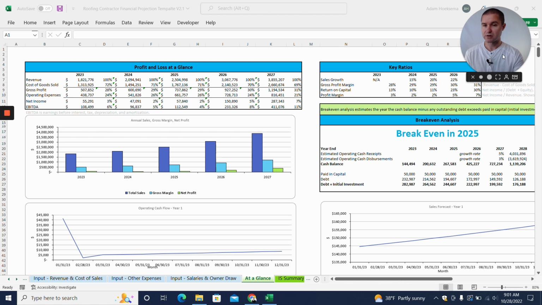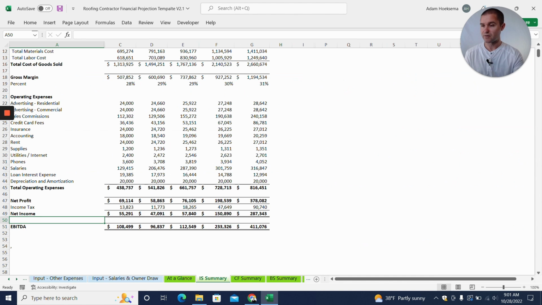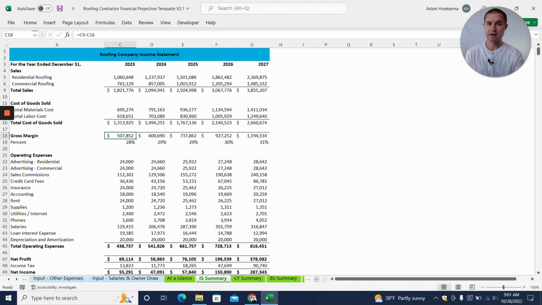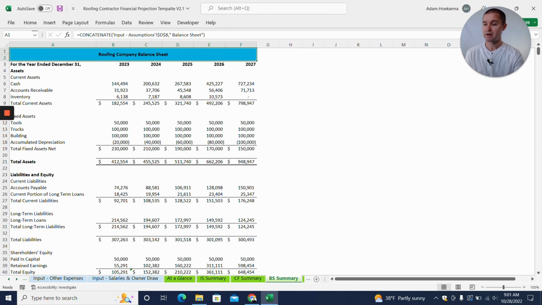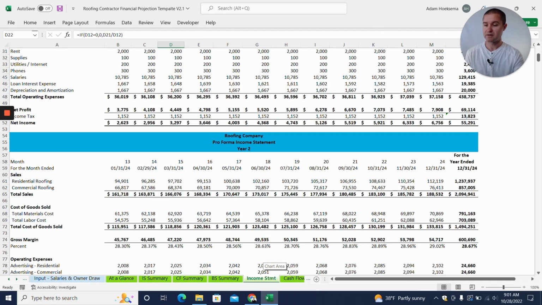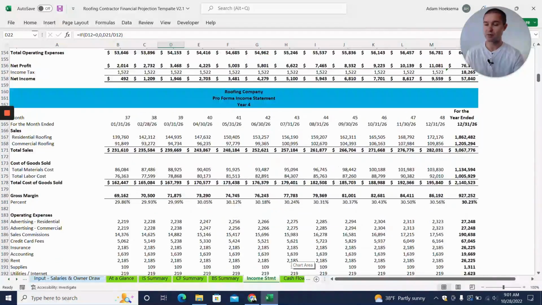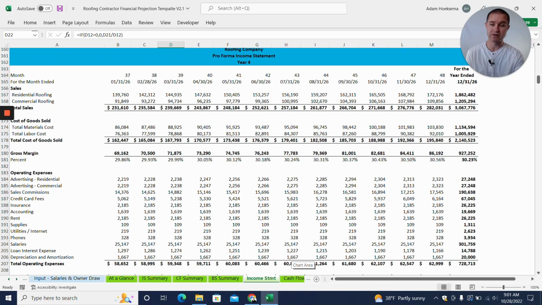Now, we're also going to look at the financial statements. You're going to get a 5-year income statement summary here, a 5-year cash flow summary, a 5-year balance sheet, and then an income statement, cash flow, and balance sheet report, all broken down by month for each of the 5 years. So you get the summary details as well as that monthly level detail, which the bank may be looking for both. So that's kind of the end deliverable.